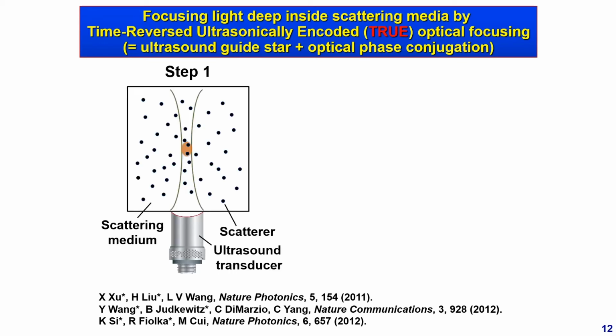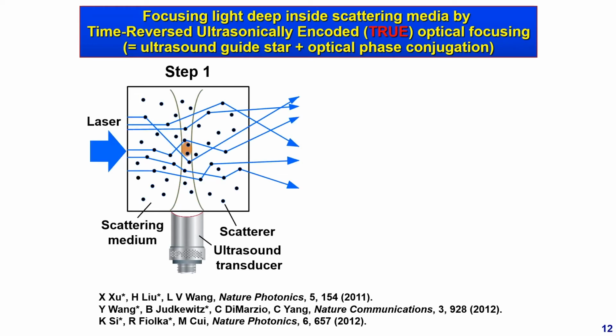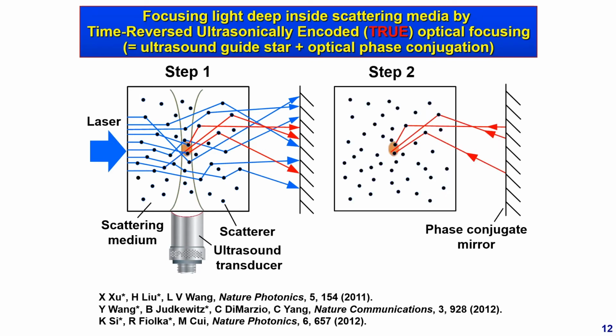First, we focus ultrasound deep inside the scatter medium. Then, we illuminate a laser beam. Of course, light will be scattered by all these heterogeneities, but a portion of light passing through the ultrasound focus will change its frequency due to the momentum transferred from the ultrasound. These frequency-shifted photons shown in red come from the ultrasound focus, and we call them ultrasound-tagged photons. We detect the ultrasound-tagged photons and do an equivalent time reversal by phase conjugation. Then, these photons will trace their trajectories back to the ultrasound focus where they come from, thereby forming a focus.